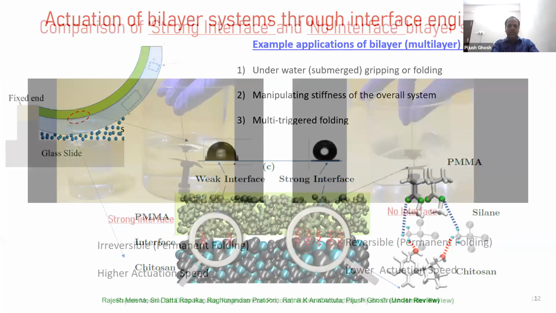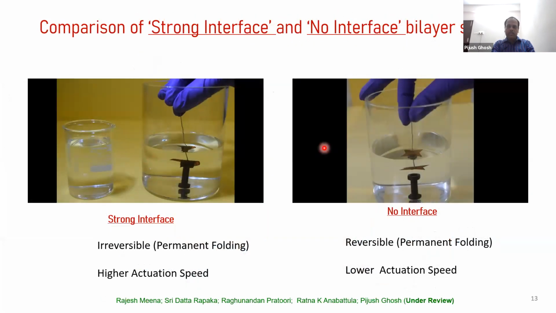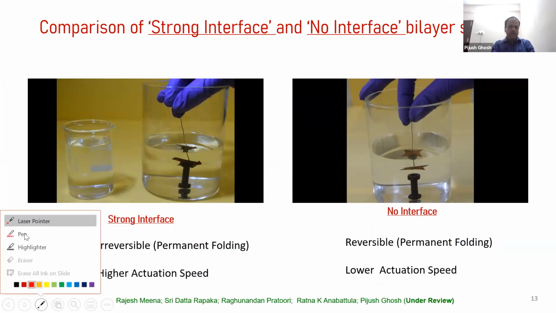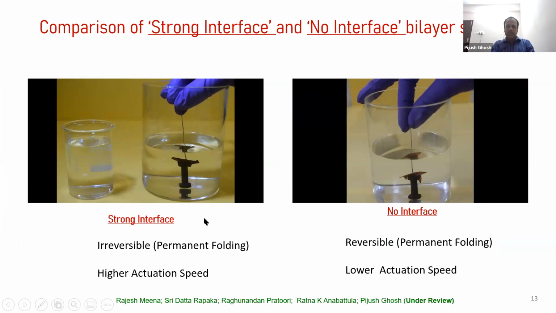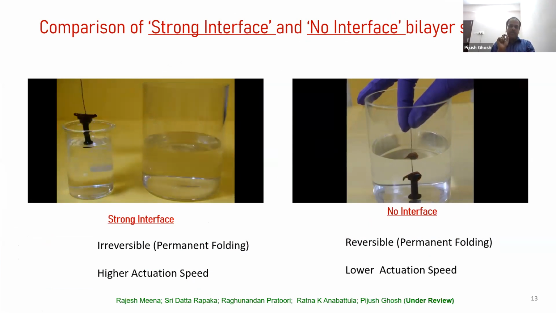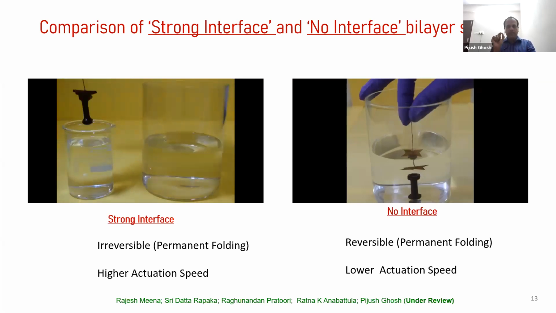And I'll just give a summary of the results that we have obtained. One is with a strong interface, and the other one is a weak interface. I will not get into the details, but what we have noticed is that in the case of a strong interface, the folding is permanent or irreversible. And there is a reason behind that. We'll not get into that, particularly, because it leads to a permanent concentration gradient, and that's why it doesn't allow it to unfold. Whereas in the case of no interface, it's a reversible folding.